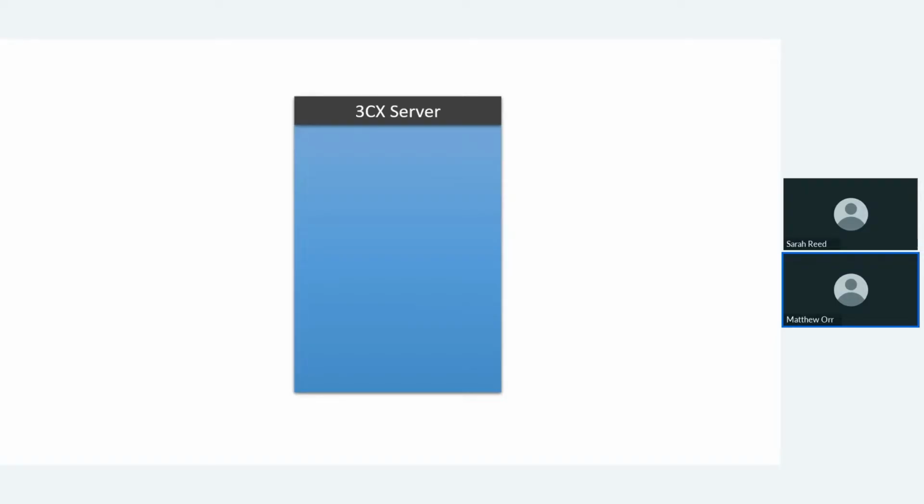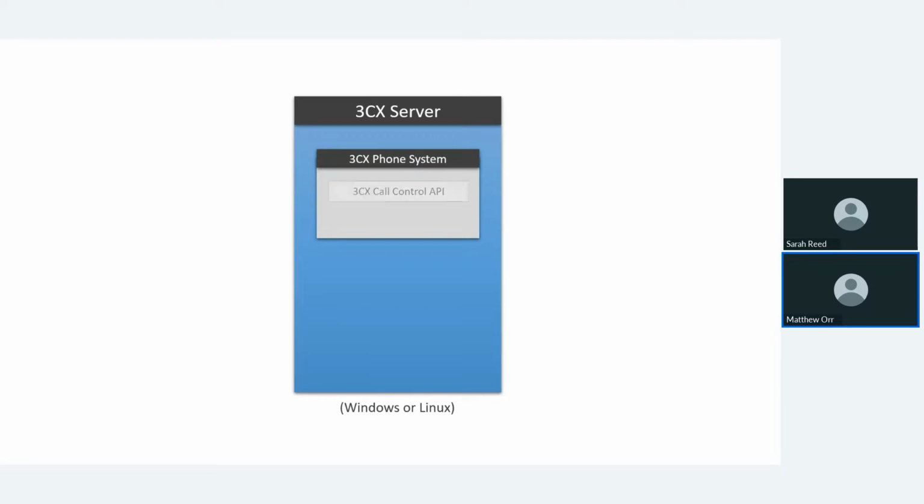All right, so this is the 3CX server, and let's talk a little bit about what happens on that 3CX server. Obviously, on the 3CX server, you're going to install the 3CX phone system. For the purposes of this discussion, there are really 2 components of the 3CX phone system that apply: the 3CX call control API, which is how we communicate with the 3CX server, and the 3CX call flow designer. Both of those are components of the 3CX phone system.